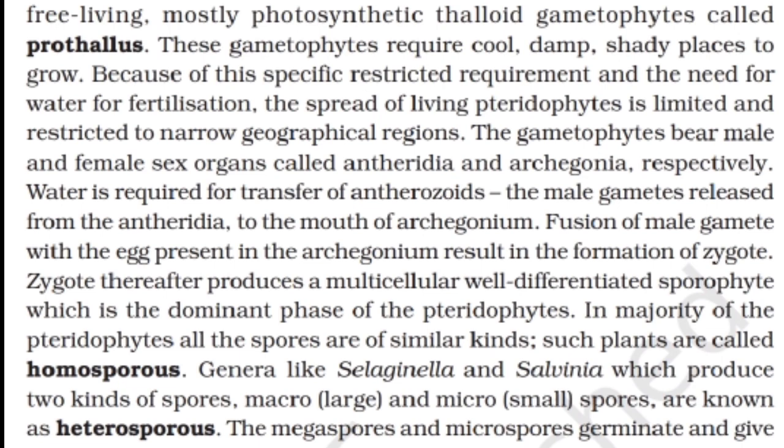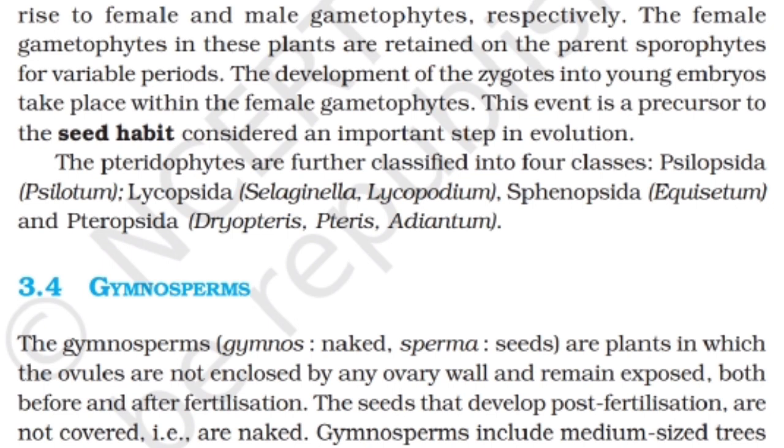The megaspores and microspores germinate and give rise to female and male gametophytes respectively. The female gametophytes in these plants are retained on the parent sporophytes for variable periods. The development of zygote into young embryo takes place within the female gametophytes. This event is a precursor to the seed habit, considered an important step in evolution.